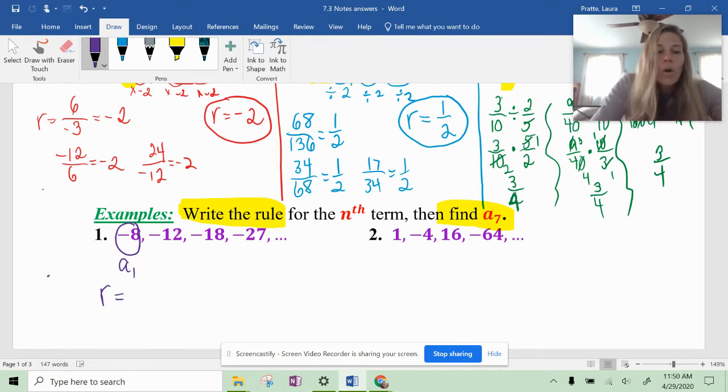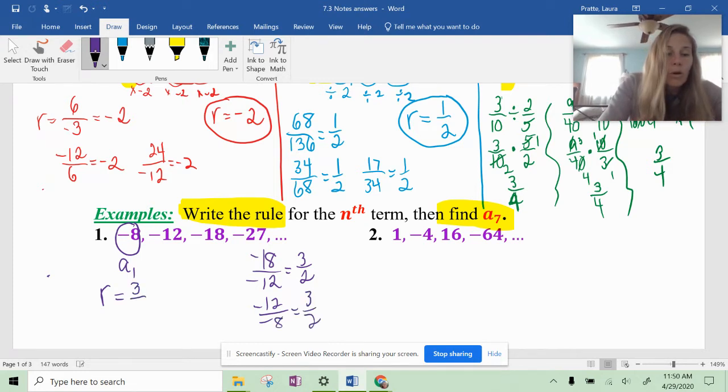So here, what am I multiplying each number by to get to the next one? Now, if you're not sure of that in your head, take a number in the pattern, divide it by the preceding one, and that simplifies to 3/2. Then I'm going to try negative 12 divided by negative 8. That also simplifies to 3 over 2. So that tells me my R value is 3 over 2.